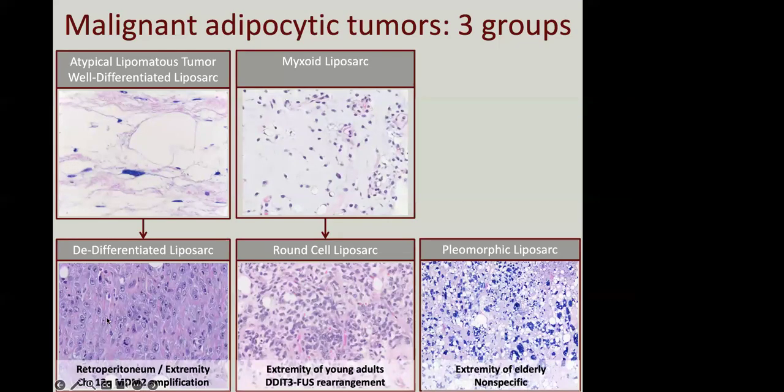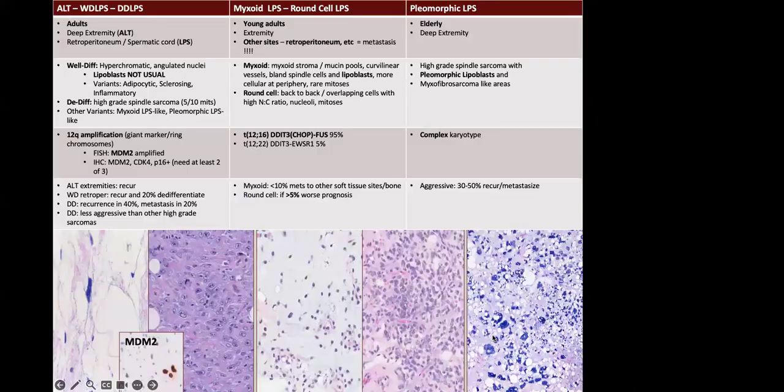So here's what they look like in parallel. ALT with these individual hyperchromatic cells, dedifferentiated liposarcoma, hypercellular, mitotically active. Myxoid liposarcoma: myxoid stroma, lipoblasts, curvilinear blood vessels, and then round cells being exactly what they say they are. They are round without much cytoplasm, with nucleoli and mitoses. 5% round cell is thought to be the cutoff for bad behavior. And then bottom right, pleomorphic, usually extremities of elderly, but again, no specific genetics.